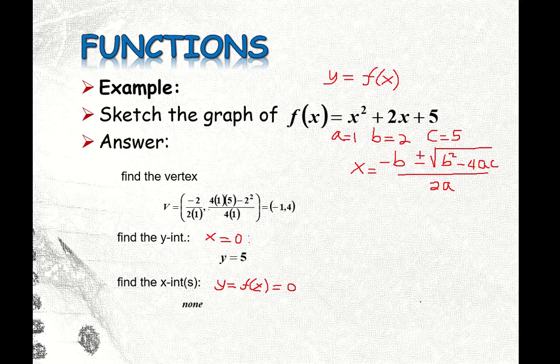Any question? So that's the reason why, when you find the x-intercept, you assume a value for y equal to f of x equal to 0, and then the answer there is none. Alright, any question? Do you understand, class?